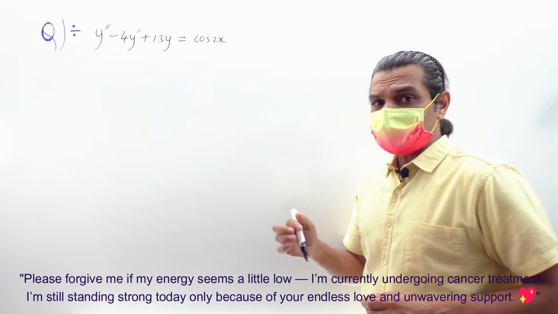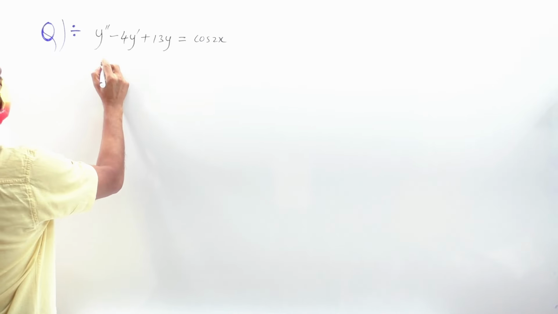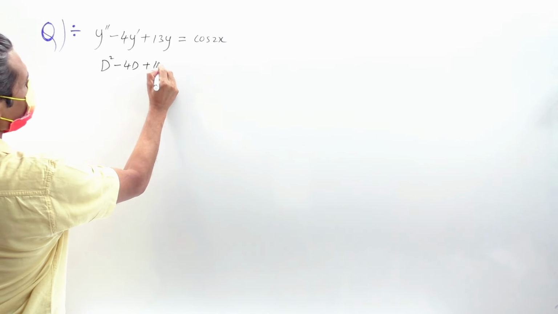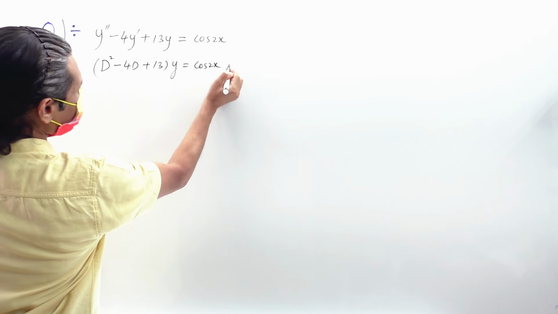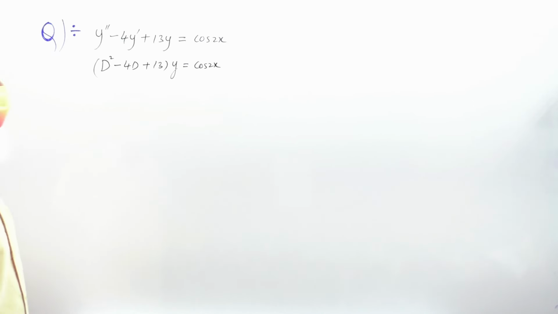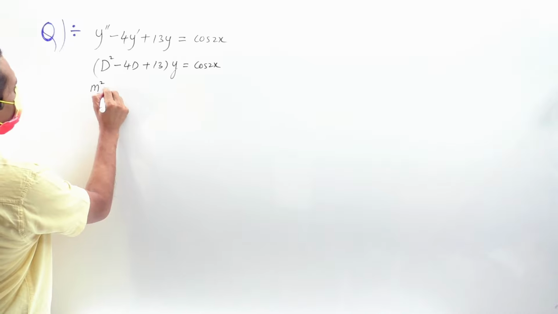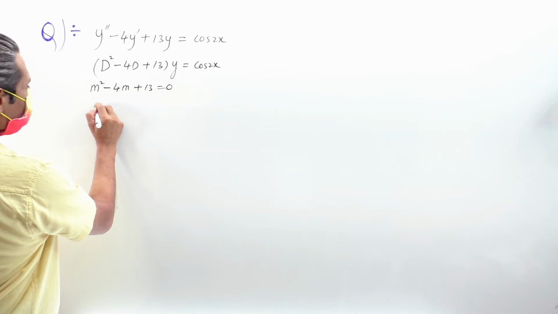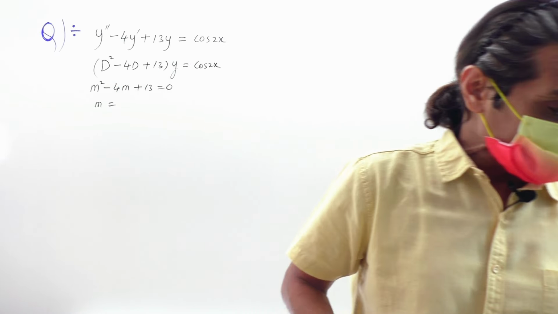Fine. So the first step in the problem is finding the complementary function, right? So we write (D square minus 4D plus 13) y equals cos of 2x. Then to find the complementary function, we write the auxiliary equation, writing D as m, equal to 0. This step remains the same for all the problems. Now we need to find the roots m, and for that we will be using the calculator.